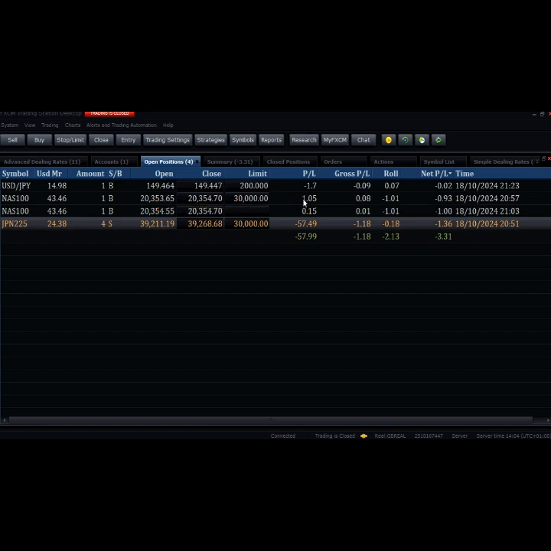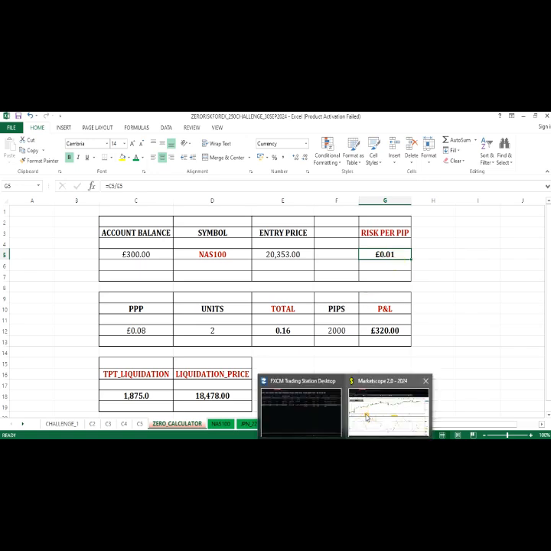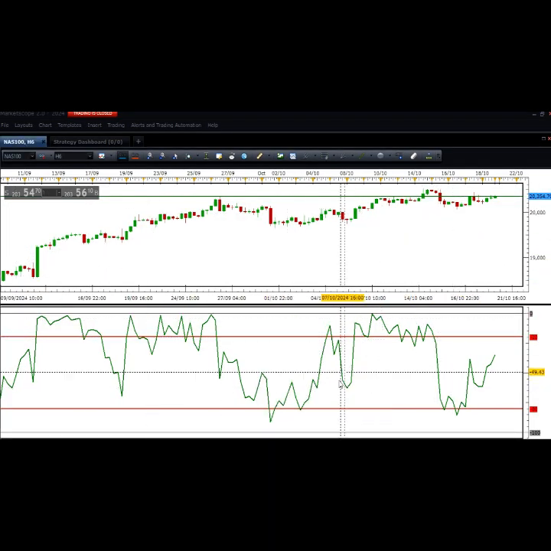I'm already in a little bit of profit. What do I do? I go to my calculator. That's the symbol name. That's my account balance. That's my entry price. I put that there and it tells me how much I should be risking per pip. So basically, that entry price divided by that account size, and that's the number I get there. That is how much I am trading per pip each time I get the signals.